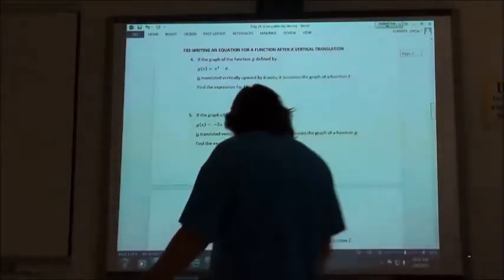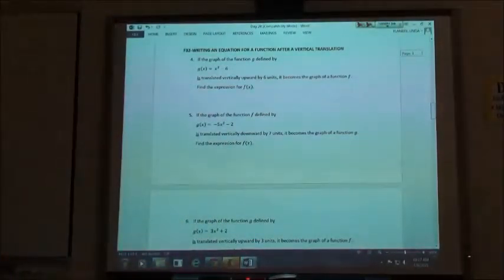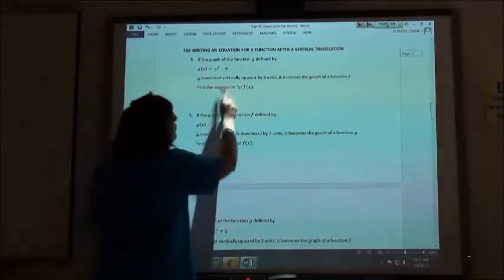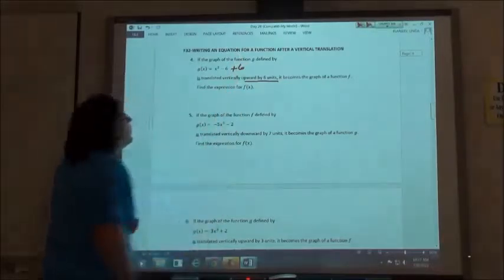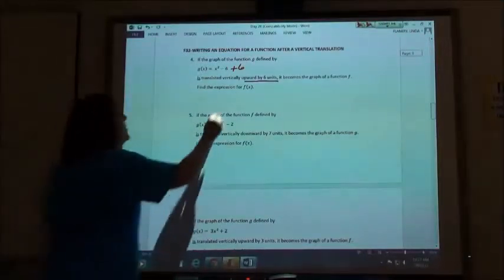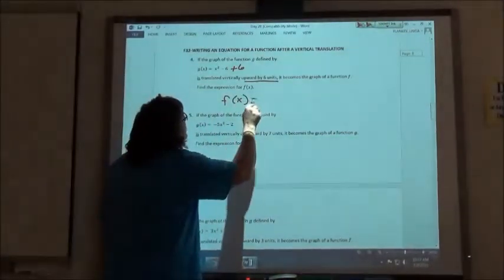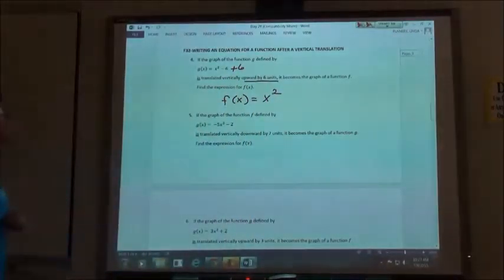Alright, the next ones will be probably really simple and fast. Talking about vertical translations to our graph. If it's going to have a vertical translation, you're either going to add a number to the end or subtract a number from the end. So if I want to translate my graph up by 6 units, all I'm going to do is add 6 to my equation. Then they're just going to have you simplify it, so their new equation, since negative 6 plus 6 would cancel out, is just going to be f of x equals x squared.